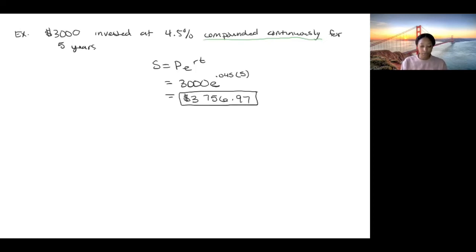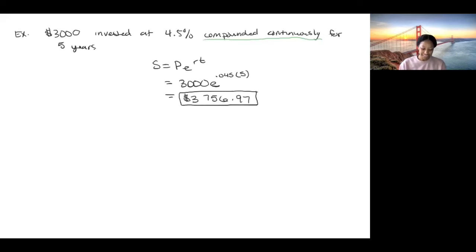Comparing this to the number we got when we compound quarterly: when you compound quarterly, you got about $3,752. When you compound continuously, you get $3,756. So you end up with a little bit more money when you compound continuously.